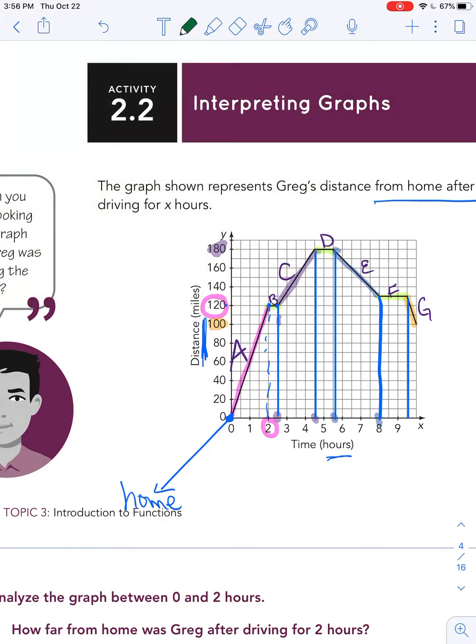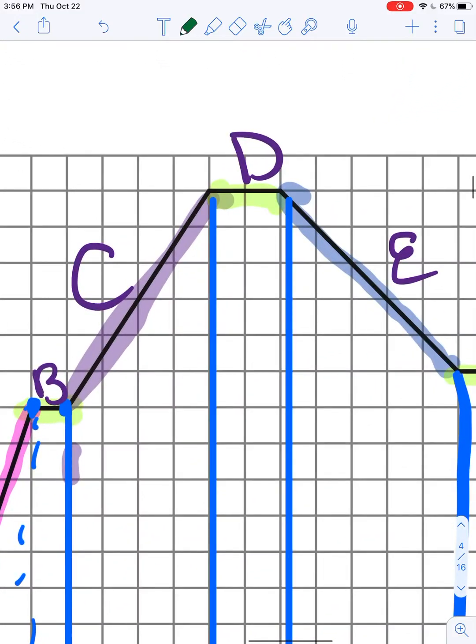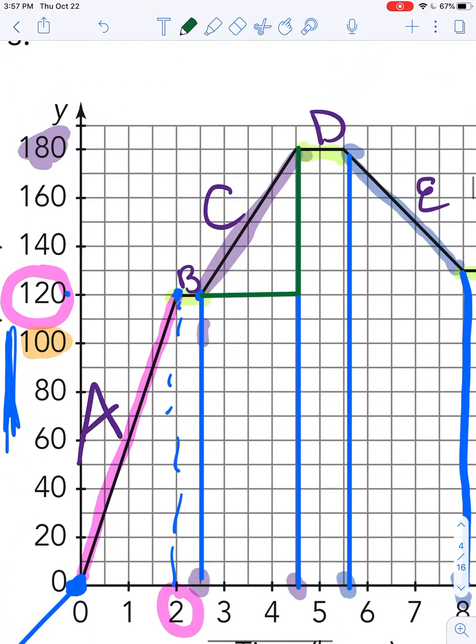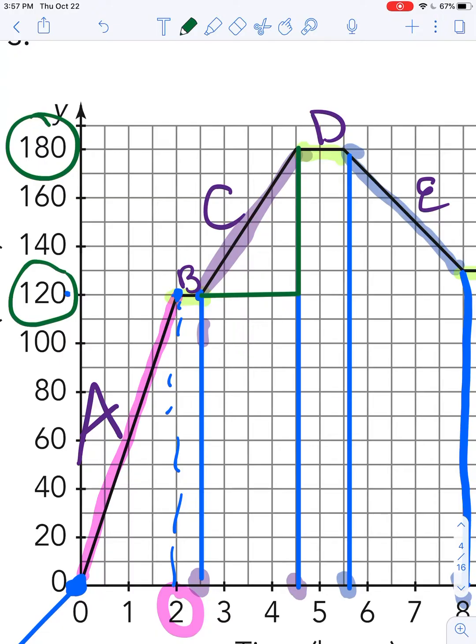We've already found the slope for A and B. We're going to find the slope for C. So let's draw this little triangle right here. If I draw that triangle, we're starting at 120, and we're going up to 180. So how tall is that? Well, that is 180 minus 120.